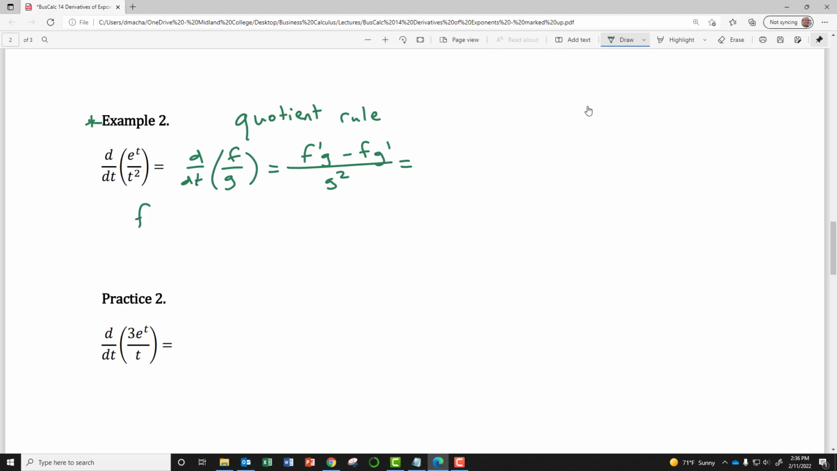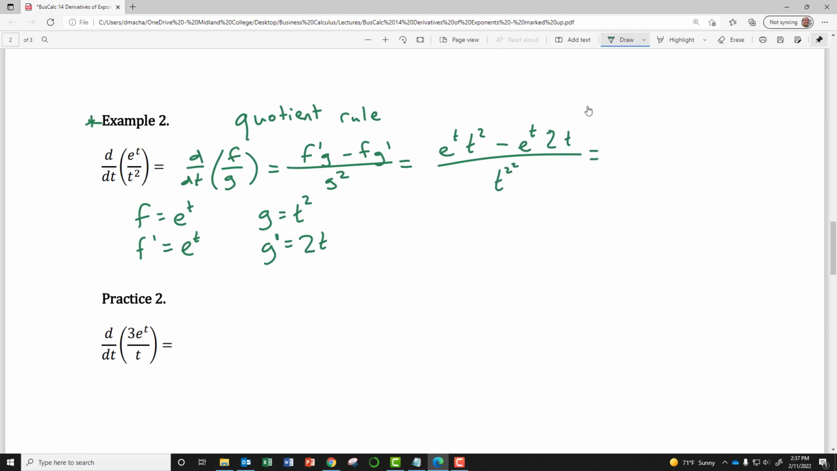Now f, the numerator, is e to the t. So that means f prime is also going to be e to the t, because that's a nice, easy derivative. G, my denominator, is of course t squared, and g prime is going to be 2t, using the derivative power rule there. Now f prime g will then be e to the t times t squared, minus fg prime, which is e to the t times 2t, divided by g squared. Well, that's going to be t squared squared.